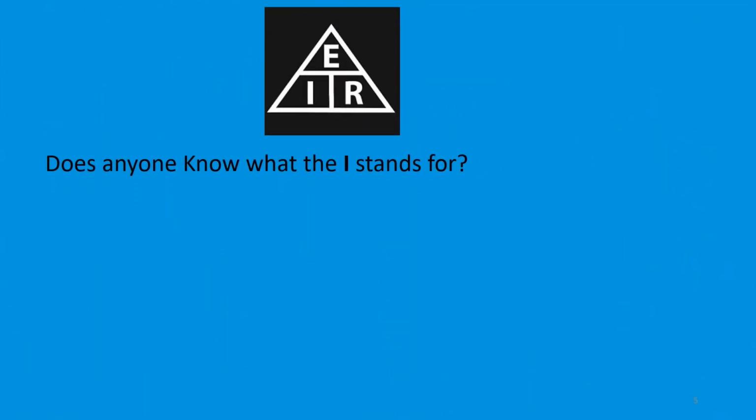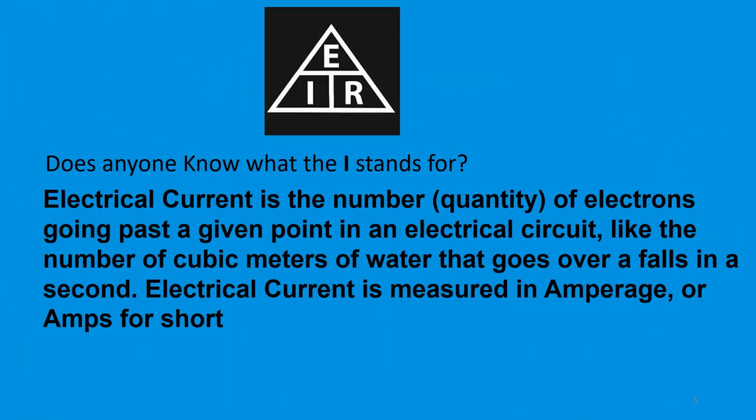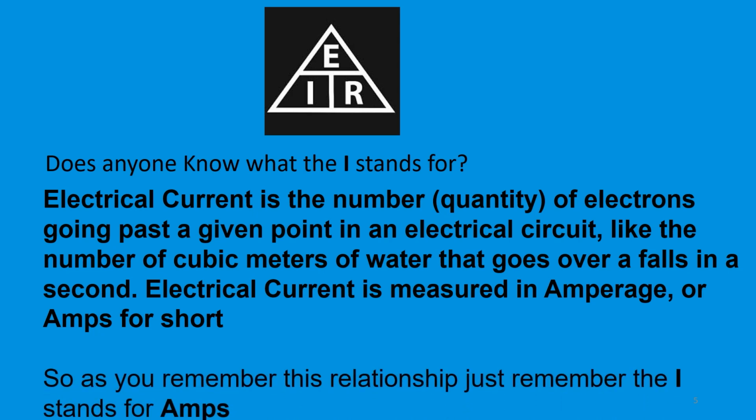All right, so does anyone know what the I stands for? Electrical current is the quantity of electrons passing through a given point in an electrical circuit, like the number of cubic meters of water that go over the falls in a second. An electrical current is measured in amperage, or amps for short. So remember in this relationship that I stands for amps. So our E stands for voltage, and our I stands for amps.